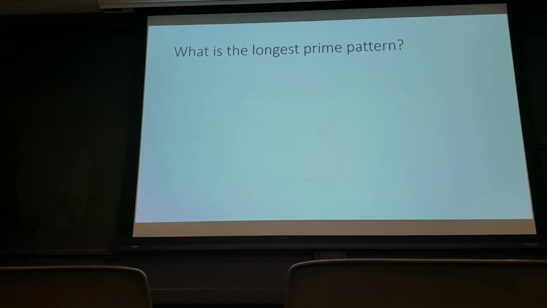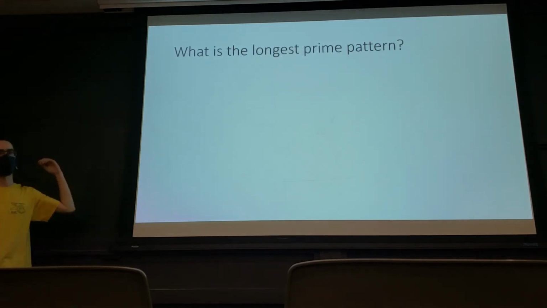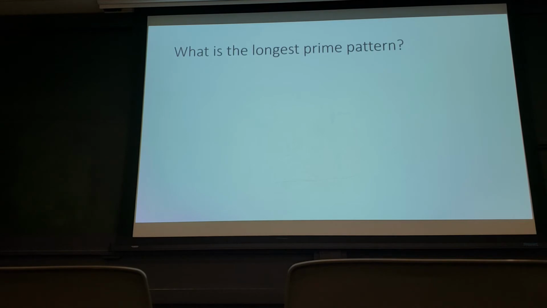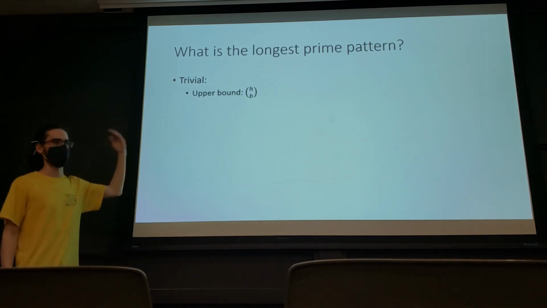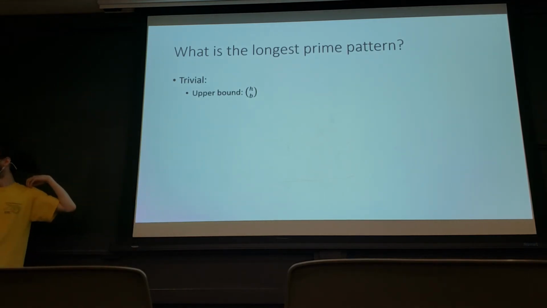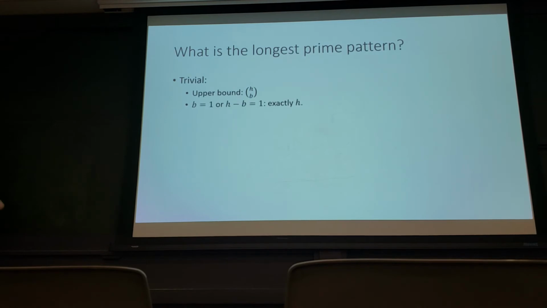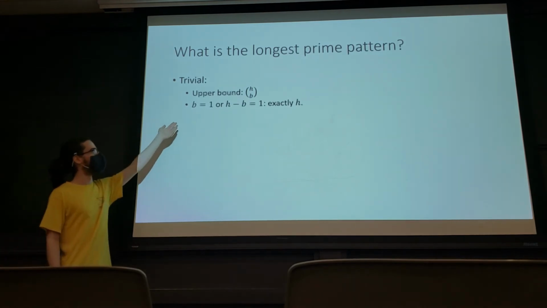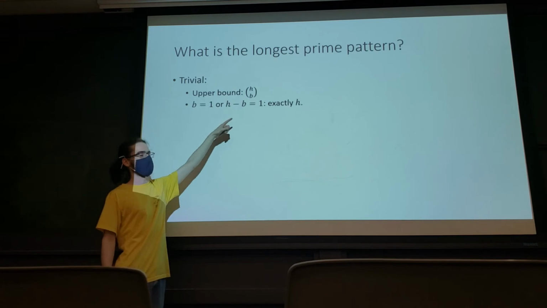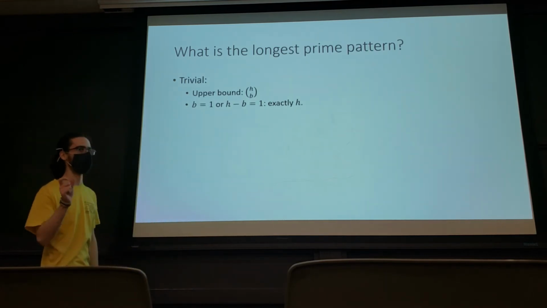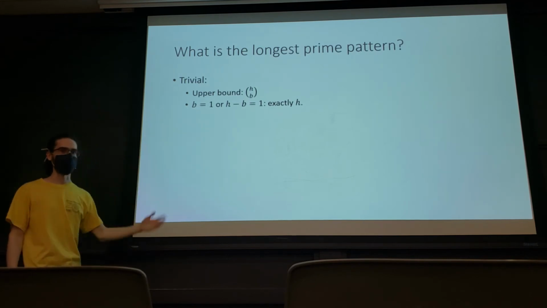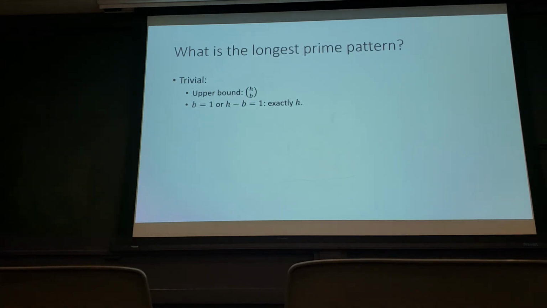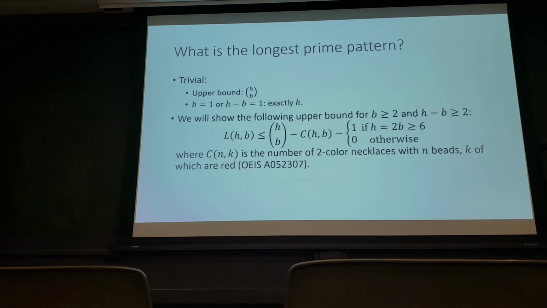In my opinion, a more interesting question is what's the longest prime pattern? This is easier to study. So we have a trivial upper bound, which is just h choose b, because that's the total number of states in the graph. And we also know if there's one ball, or if h minus b is equal to 1, so there's one 0 in our states, then the longest prime pattern is exactly h, and it's just the pattern that we saw before, essentially.